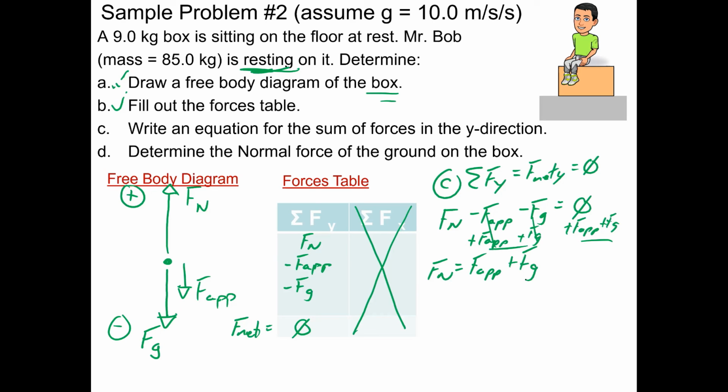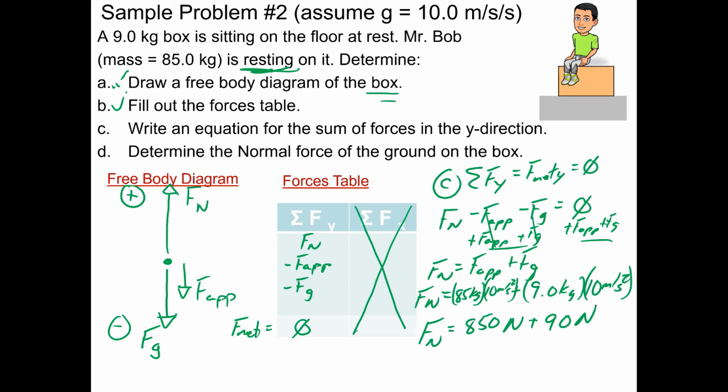The weight of the box is what? The weight of the box is just going to be 9 kilograms times 10 meters per second squared, right? What is the applied force? Well, I'm just going to tell you the applied force in this case is equal to my weight, because notice my feet are dangling, so my whole body weight is supported by the box. So this is going to be 85 kilograms times 10 meters per second squared. Okay, good clarification, Alec. So then the normal force is going to be 850 newtons plus another 90 newtons, and so that's a total of 940 newtons.